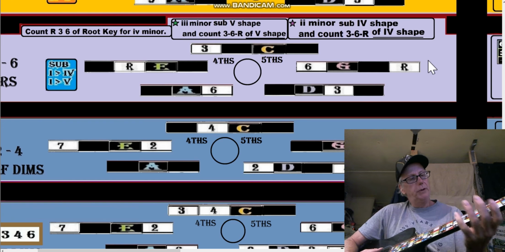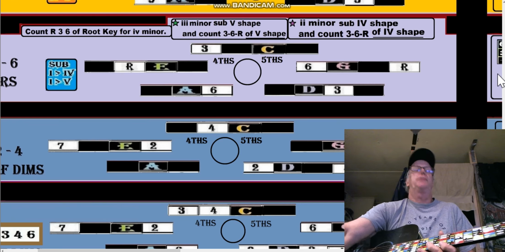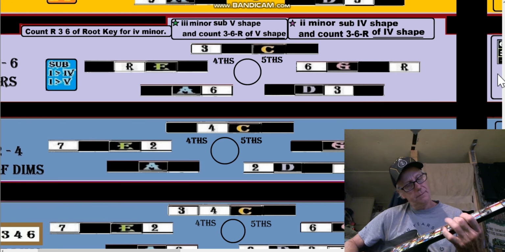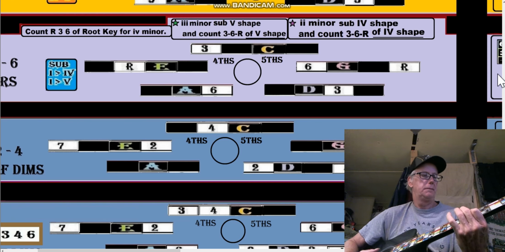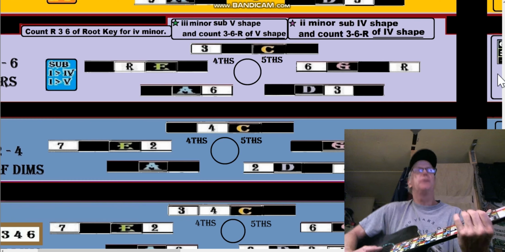Okay, but what's going on the bottom 2 strings is a 3 and a 6 root. Sorry, I kind of messed that up. My finger hurts. Alright, so just follow the string shape.